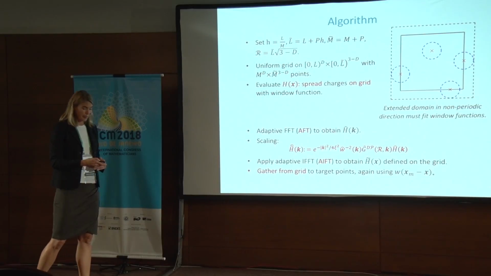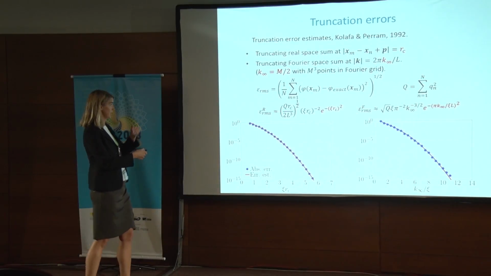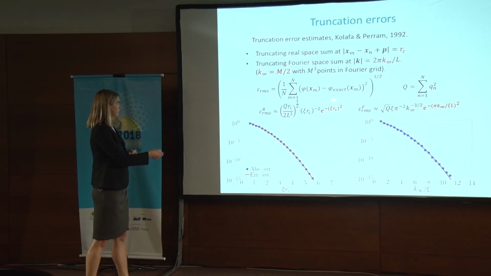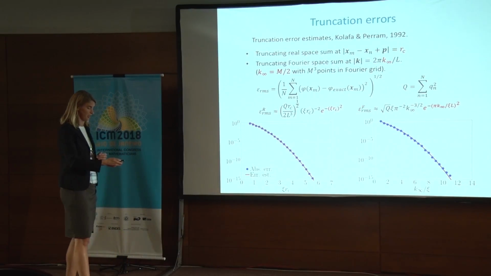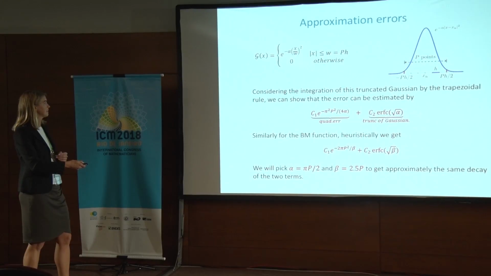When it comes to error estimates, the truncation errors for electrostatics were derived by Kolafa and Perram quite early, and you have these exponential decays of the errors. This is for the real space sum that I'm not really discussing. This is for the k-space sum that we have been talking about. That tells us how we need to pick our grid size.